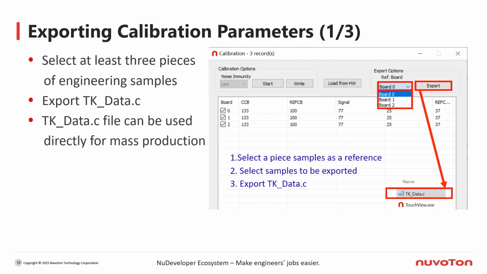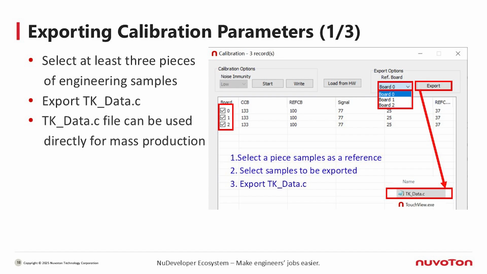Next, we need to export the calibration parameters. At least 3 pieces of engineering samples are required. Export the calibration parameters to a file named tk_data.c. This file can be used directly in mass production.